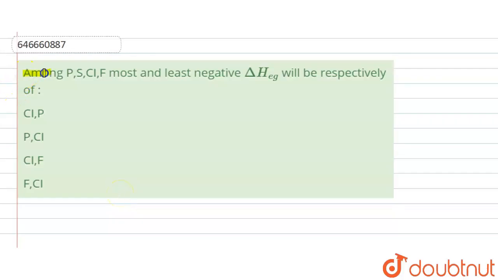Hi everyone, let's take a question. Here the question is: among phosphorus, sulfur, chlorine and fluorine, the most and the least negative electron gain enthalpy will be, respectively.